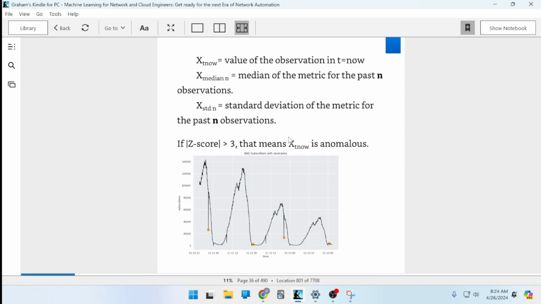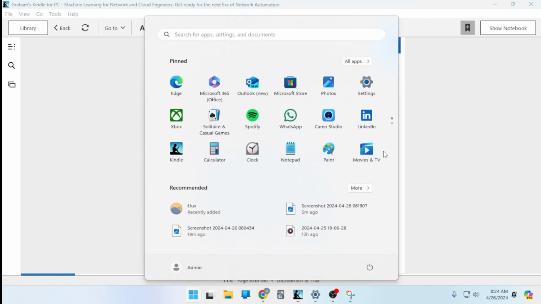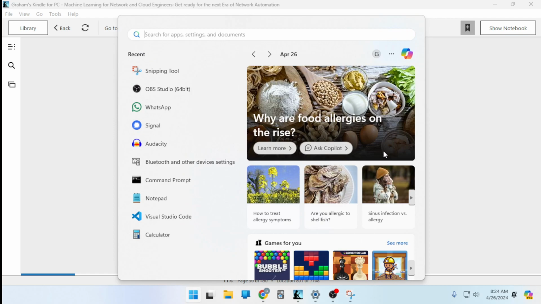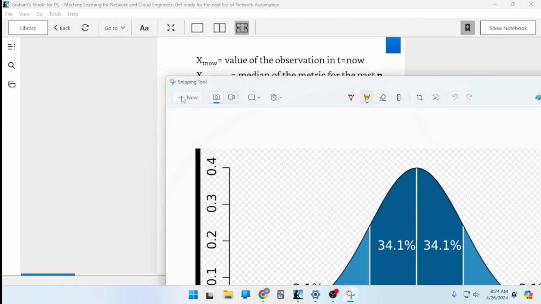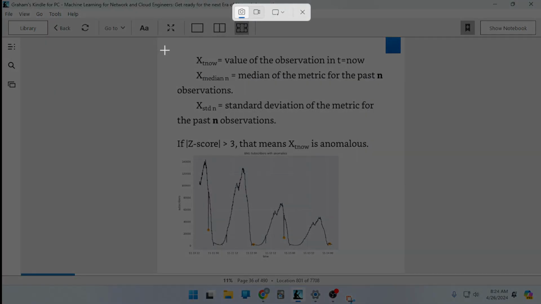The percentages are as follows: 34.1% of data falls within 1 standard deviation above the mean, and another 34.1% within 1 standard deviation below the mean. That's a total of 68.2% of data within the first standard deviation from the mean.